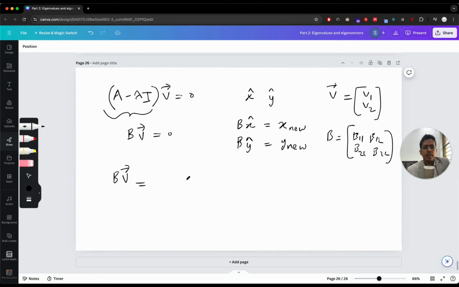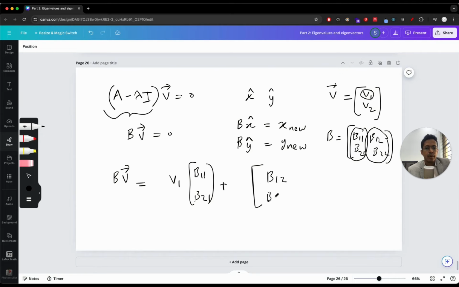Then BV we would have written as V1 times B11, B21, right? Transformation matrix is B. So this is the first column of the transformation matrix that will be multiplied by V1, plus this is the second column of the transformation matrix, B12, B22, which will be multiplied by V2, right? This is what it would have been. And this is X new and this is Y new. And what we are saying is this is equal to 0. So BV equal to 0.